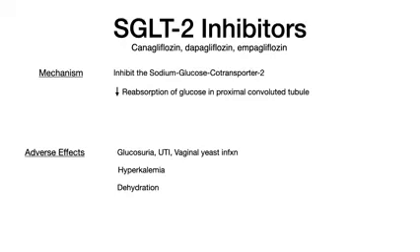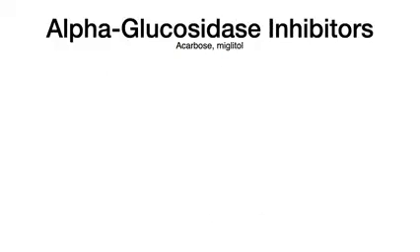Now, how do you remember that the flozin drugs are the SGLT2 inhibitors? Well, this is really easy. Just remember flozin through the urine, or floin through the urine. And that will remind you that the drugs that end in flozin or floin all go through the urine and are SGLT2 inhibitors. Now let's talk about alpha glucosidase inhibitors.